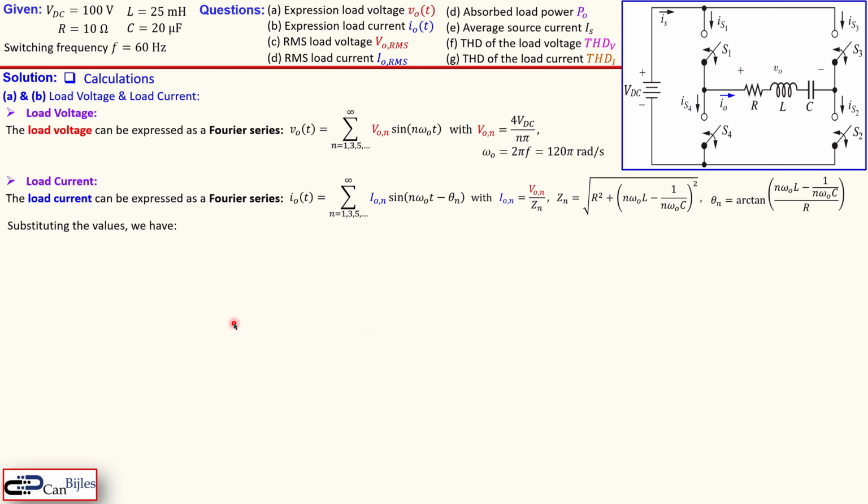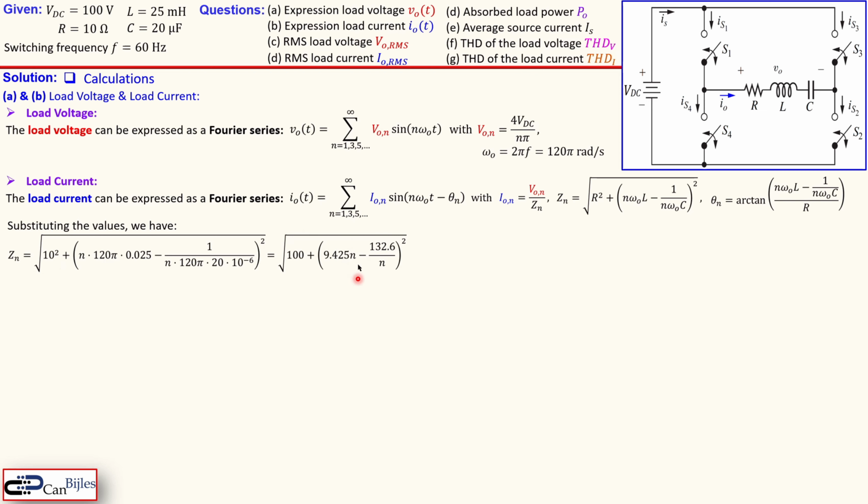Now, if we substitute the values given in this example, we can calculate Zn as a function of n, and that is shown here. We can substitute 1, 3, 5, 7, 11, etc., and then calculate the corresponding impedance. In a similar form, we can calculate theta n. That is shown here. Every value for omega 0, the inductor, and also the capacitor is now substituted, and this is simplified to this expression. Again, you can substitute the value for n here, and then calculate the corresponding phase in radians.